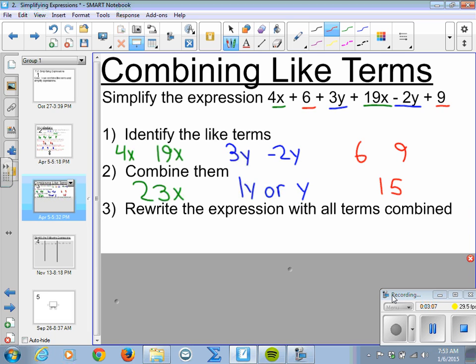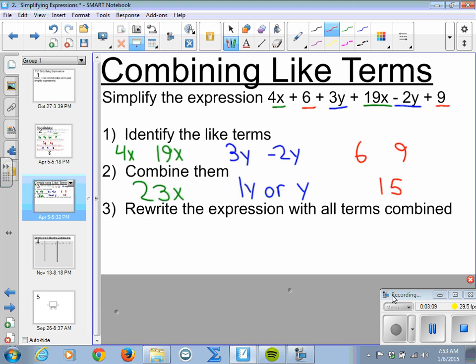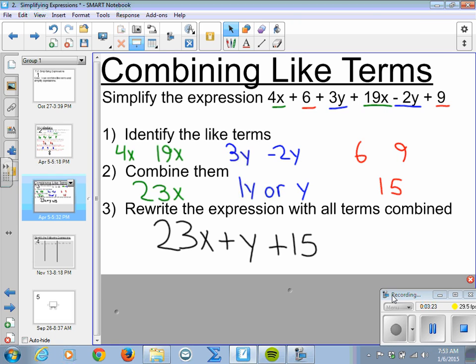Now, rewrite the expression with all the terms combined. So take what we have above: 23x plus y, which I prefer, and plus 15. Preferred order for all these expressions: variables come first in alphabetical order, and then the constant comes last. Again, I'm not going to mark it wrong if you mix up the order as long as your signs are correct, but this is more common and more preferred.